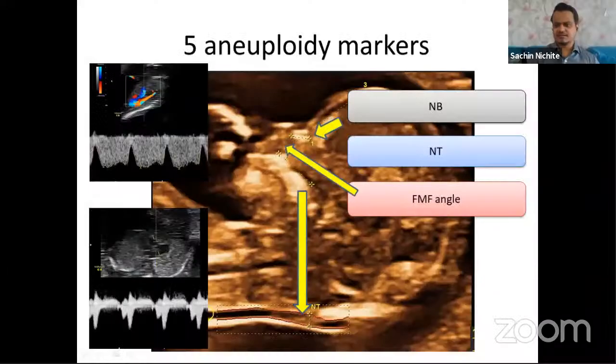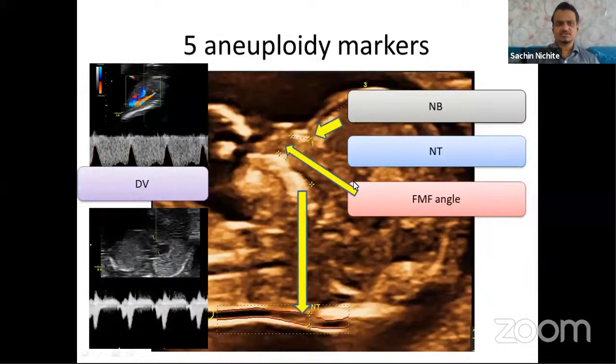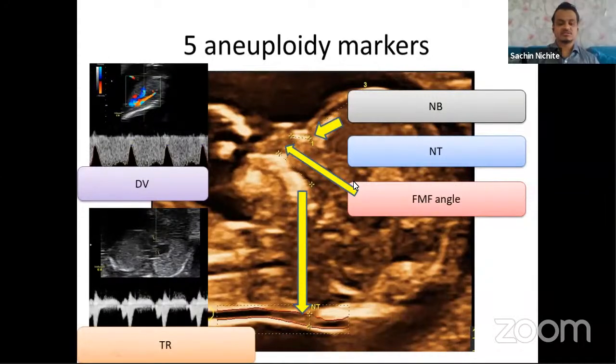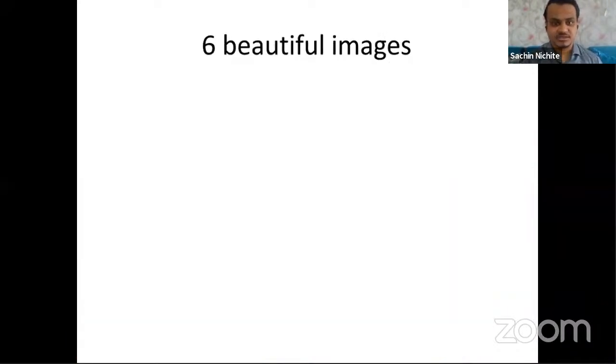We see the FMF angle; we do not see it very often, but yes, this is a marker we see. Ductus venosus, assessment of aneuploidy and the heart also. Similarly, tricuspid regurgitation for the heart and the aneuploidy also. So 5 aneuploidy markers we assess.